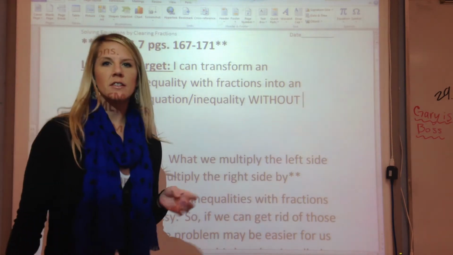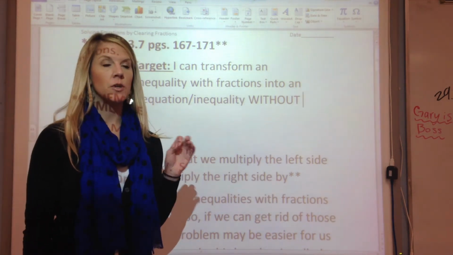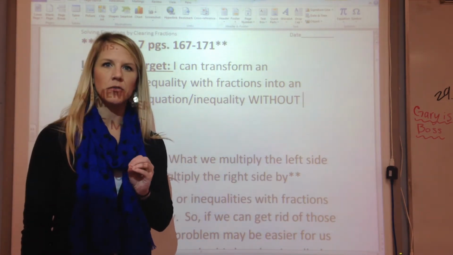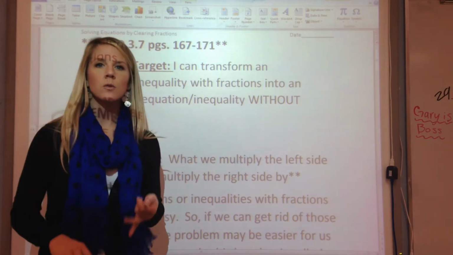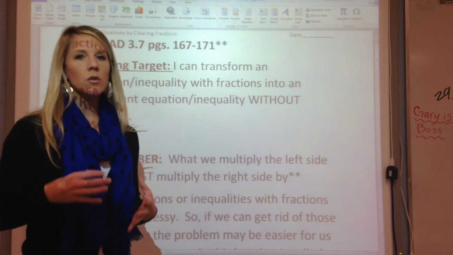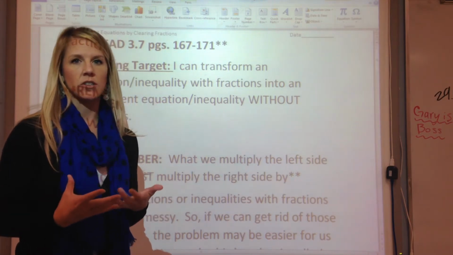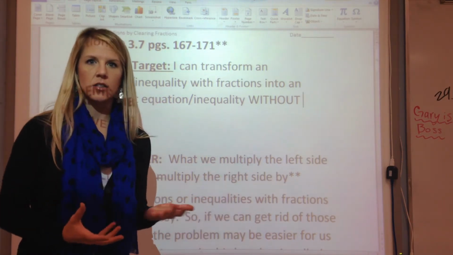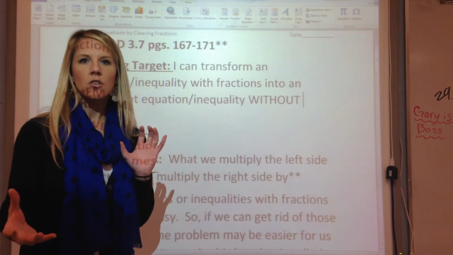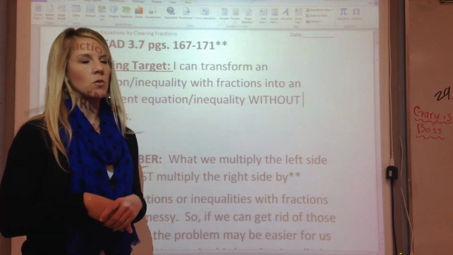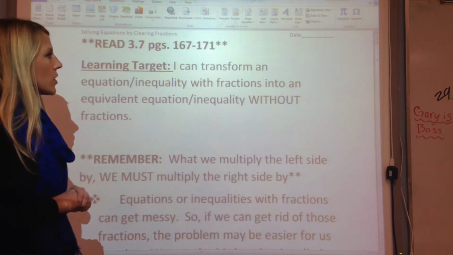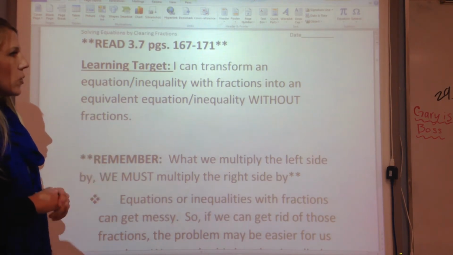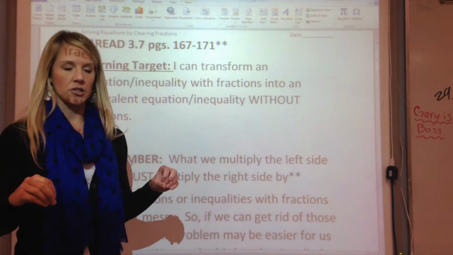Okay, so welcome to your last section of Chapter 3, which means you have a Chapter 3 test in your near future. But to finish off with Chapter 3, we've been solving equations, we've been solving inequalities, and now we're going to learn how, if we have a fraction, and we don't like to work with fractions, how could we get rid of that fraction to help us solve the equation or the inequality? So we're going to transform an equation or an inequality with fractions into an equivalent equation or inequality without fractions.